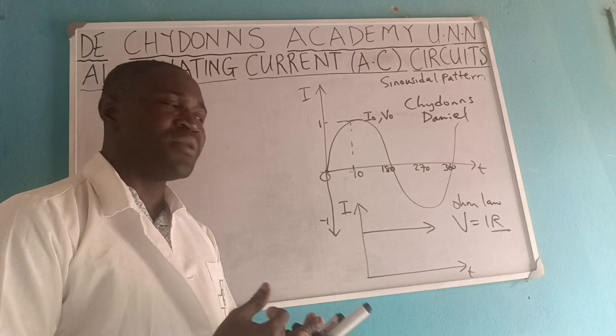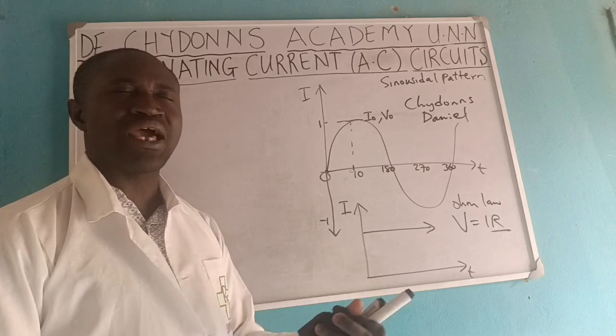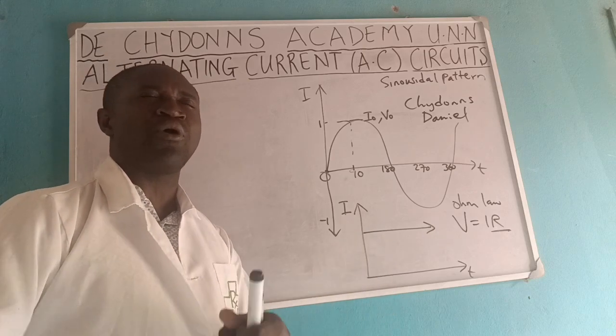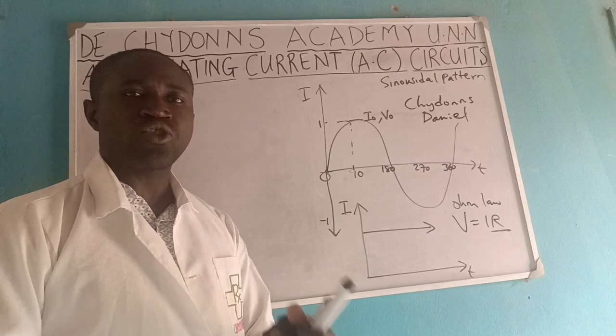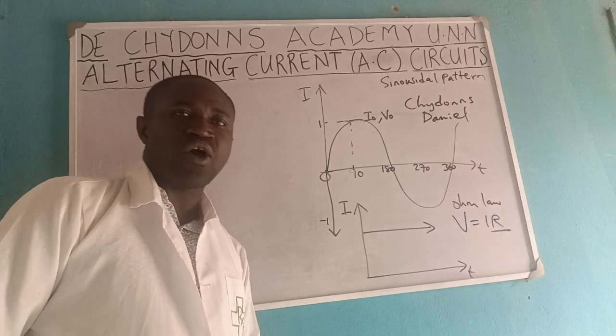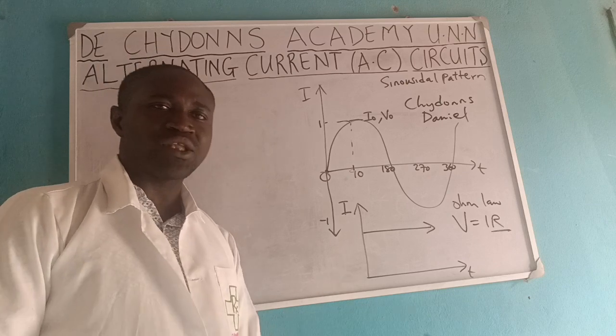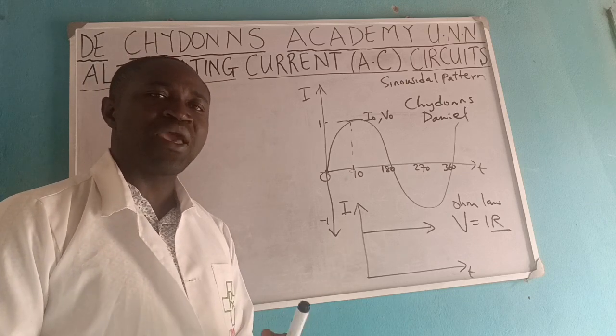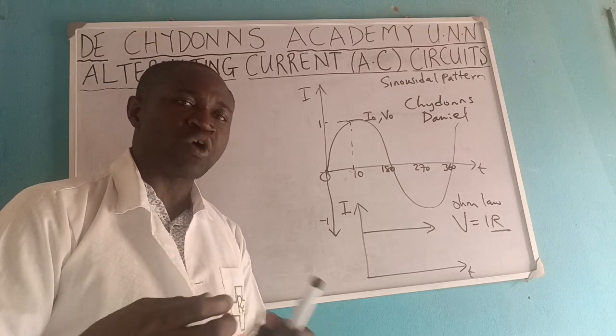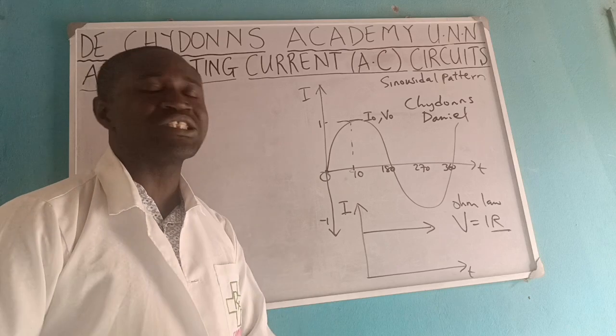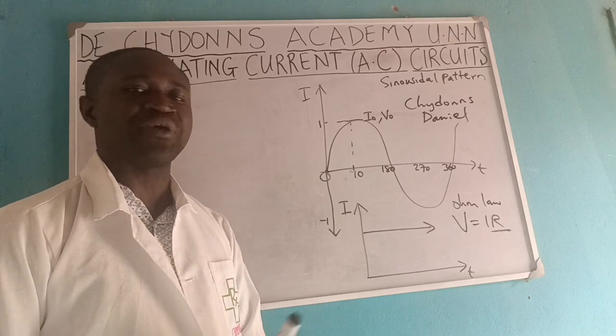Capacitors: you meet an electronic engineer and he will tell you your capacitor burns. Inductors: he will tell you your inductor burned. You will be like, what is he talking about? It means these are examples of materials that oppose the flow of electric current, so to speak.